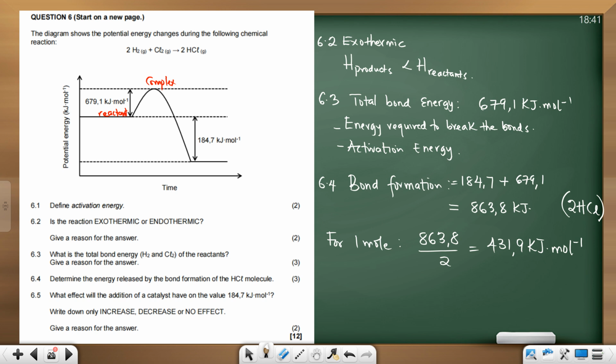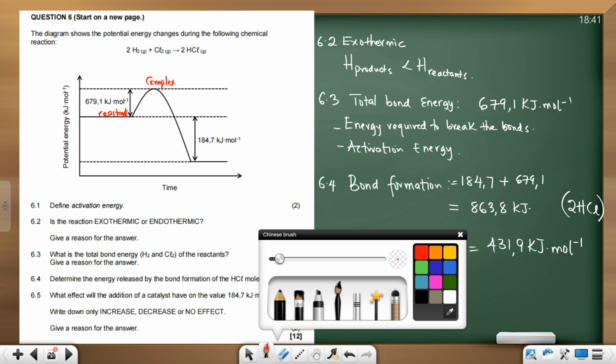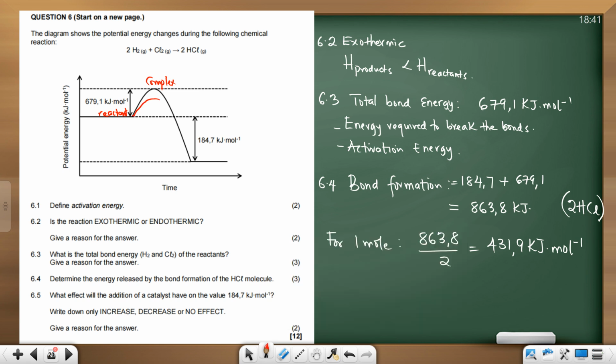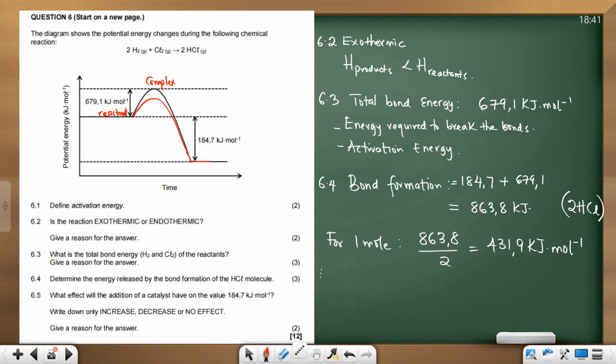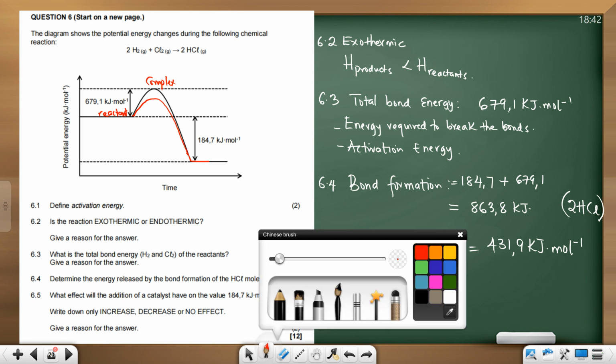What effect will the addition of a catalyst have on the value of delta H? A catalyst, check. What would a catalyst do? If you just remember the graph, you see that it has nothing to do with it. It only affects the activation what? Energy. But that one is the energy of the product. So, what's your answer? No effect.